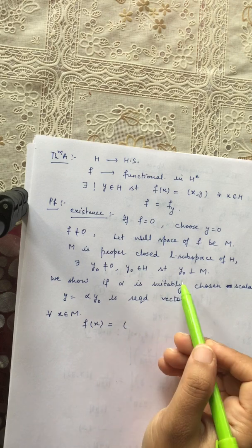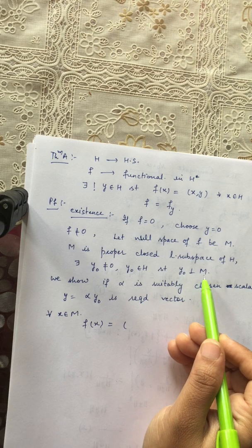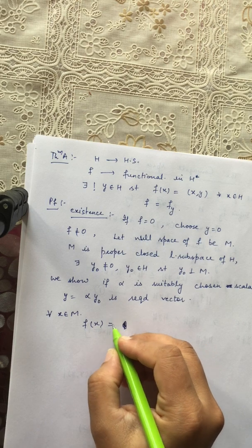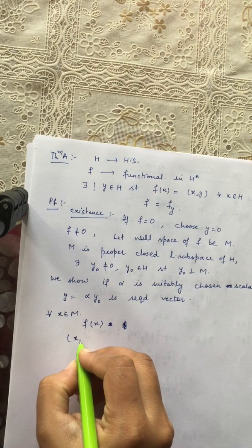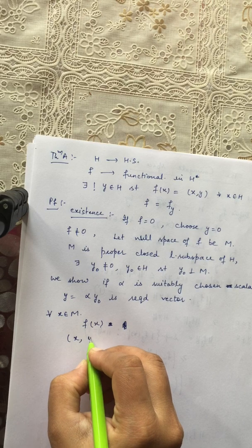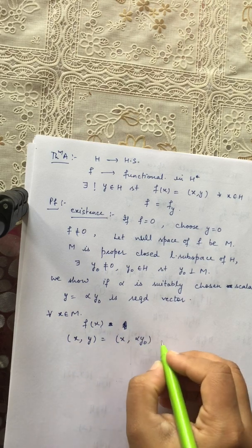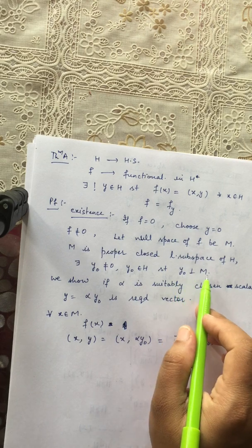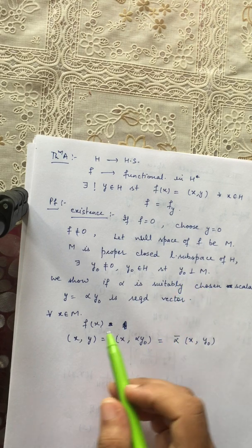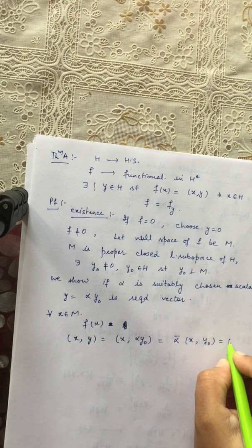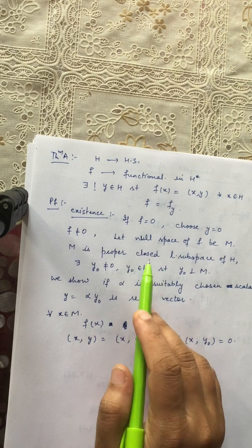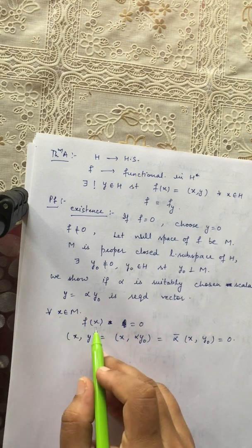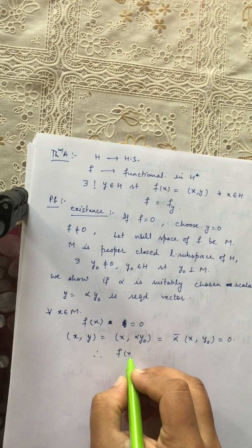This is because we are saying y naught is perpendicular to M. Let us start from here: the inner product of x and alpha y naught. By properties of inner product, it is alpha bar times the inner product of x and y naught. Now we know y naught is perpendicular to each vector of M, so for each x in M, this inner product is 0. And since M is the null space, for every x in M, f of x is 0. So for each x in M, f of x is 0 and the inner product of x and y is 0. Therefore, we can say f of x is the inner product of x and y.